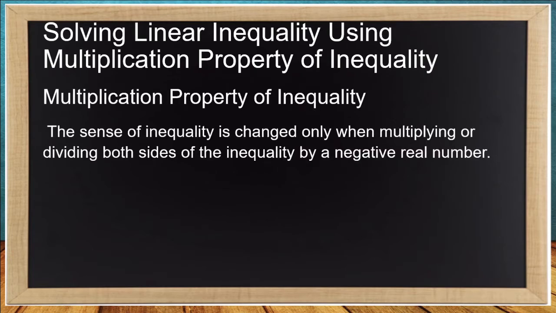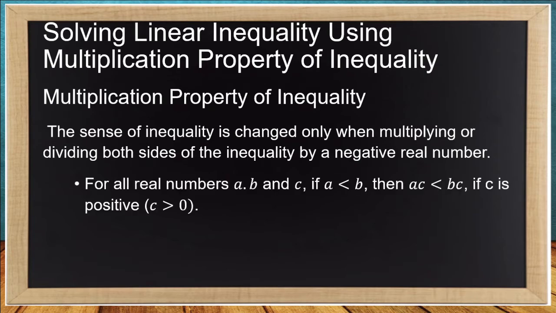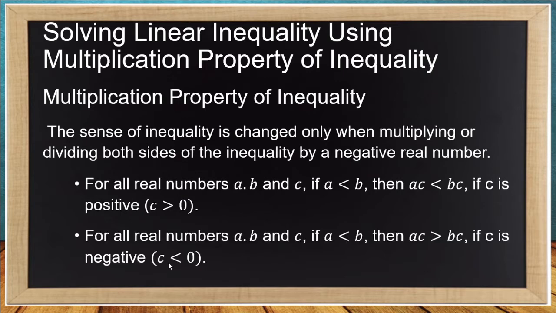The sense of inequality is changed only when multiplying or dividing both sides of the inequality by a negative real number. So it means that if you have real numbers A, B, C, and if A is less than B, then AC would still be less than BC if C is positive. So this means that the sense of inequality did not change because what we multiply or divide to the number is positive.